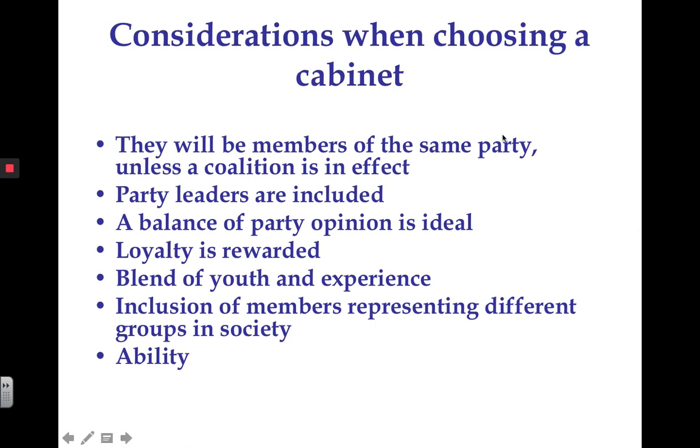When a prime minister is choosing her cabinet, she must take into consideration a number of things. They will be the members of the same party, unless there is a coalition in place. Yes, party leadership, but also a blend of youth and experience to socialize new members, along with rewarding party loyalists. Balance of opinion. You have to balance out the factions. That's where Thatcher got into problems. Ideally, including members of different groups in society. And you want people who are talented, most certainly.